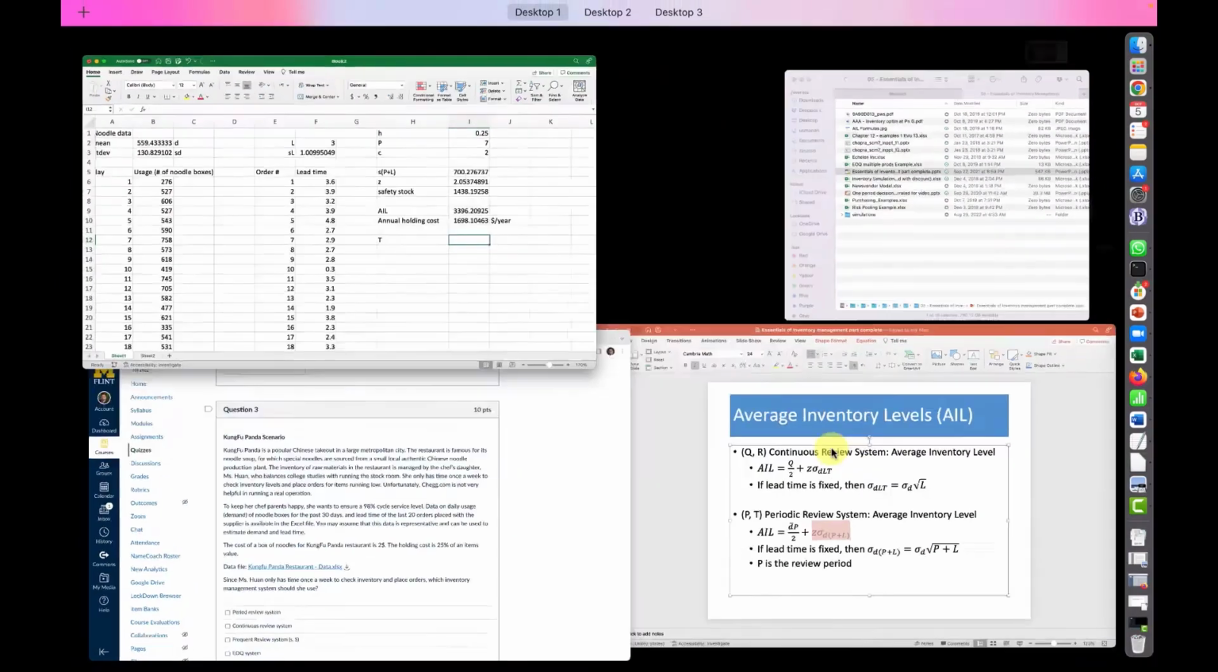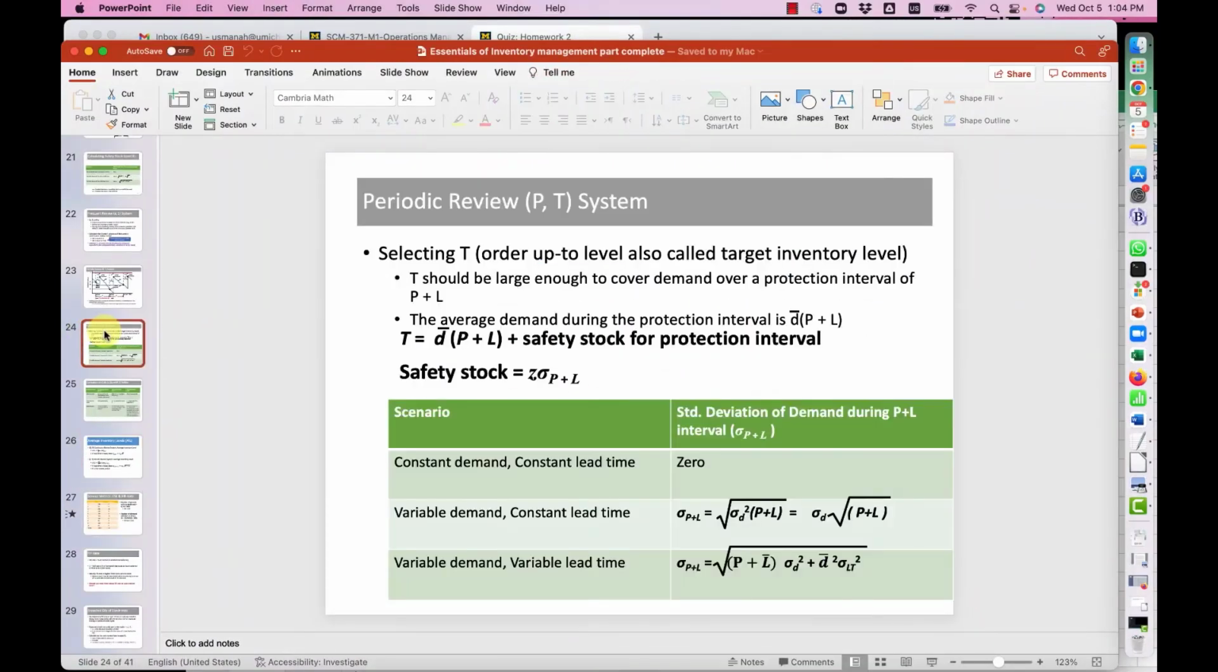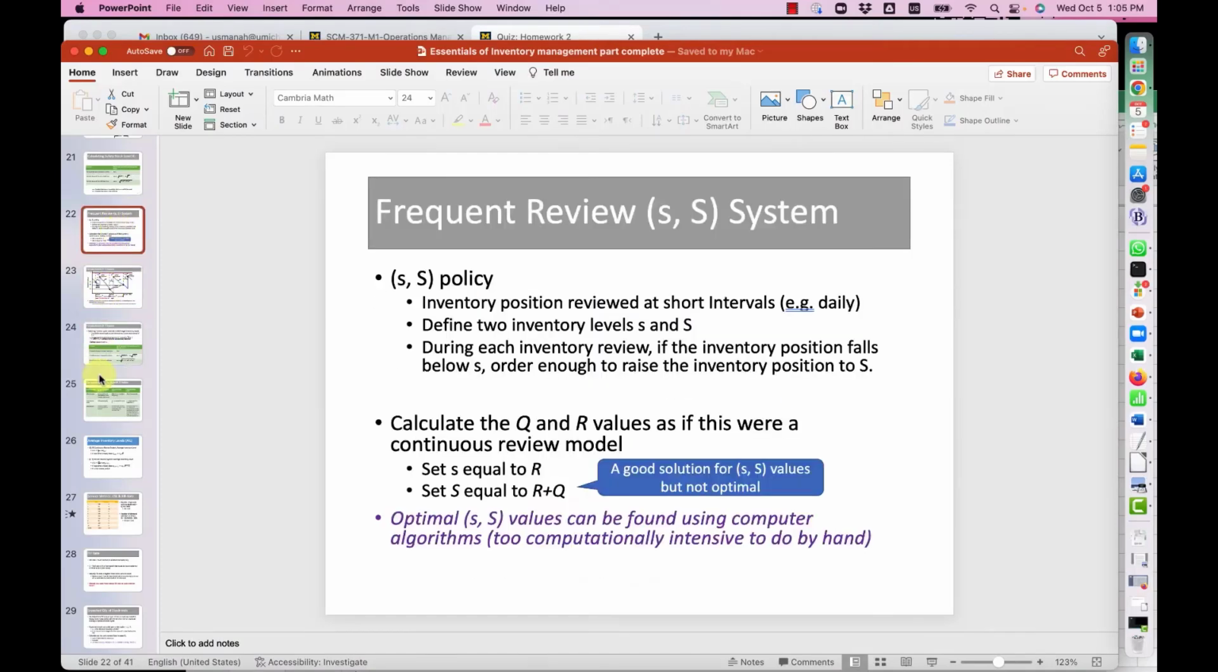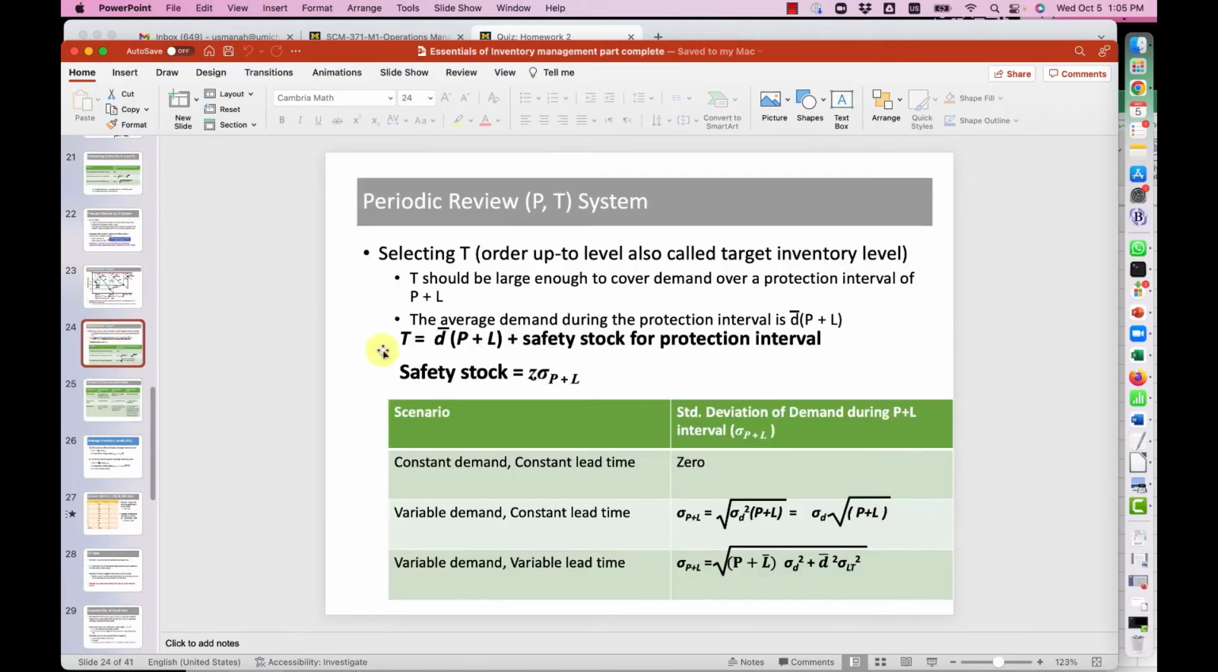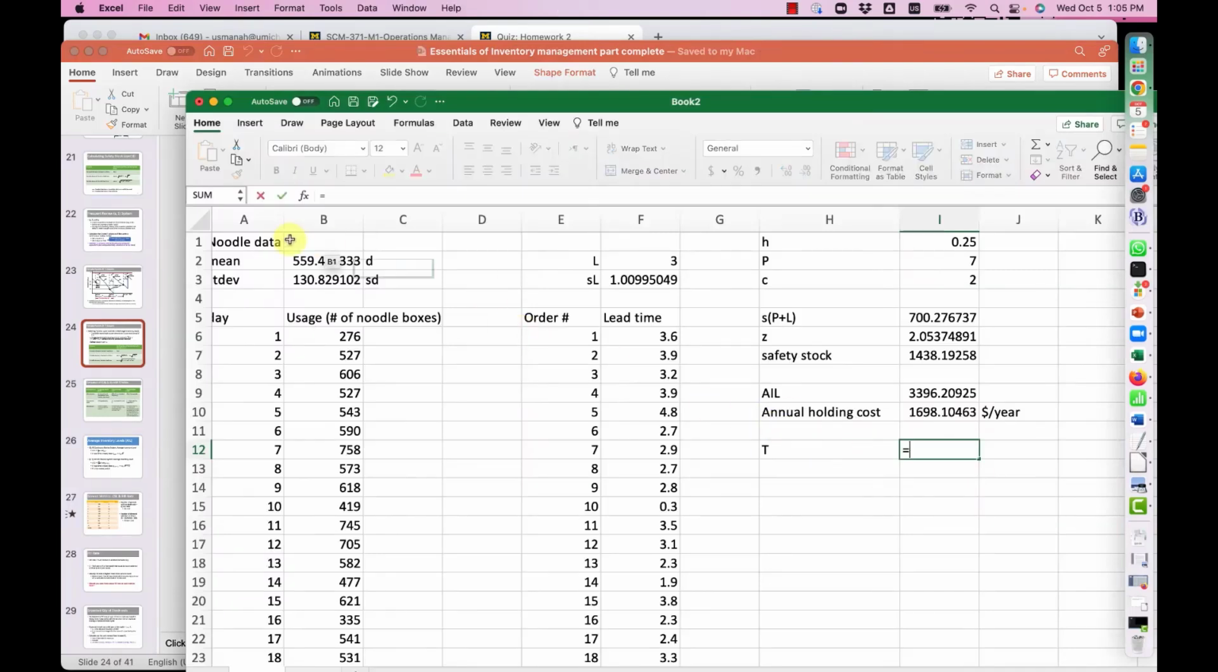We need to find the target level T. We can go quickly back to our formulas to find T. So T is equal to average demand times P plus L plus safety stock. So that's really easy. We take the average demand times P plus the lead time, just plugging and chugging the formula. That's D times P plus L. So D right here times P plus L plus the safety stock. So once you get safety stock, things become easy, right? So that's your T. Okay.